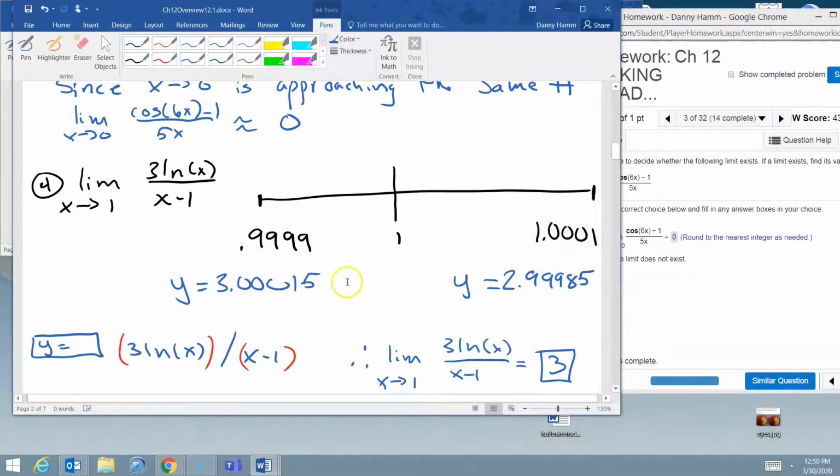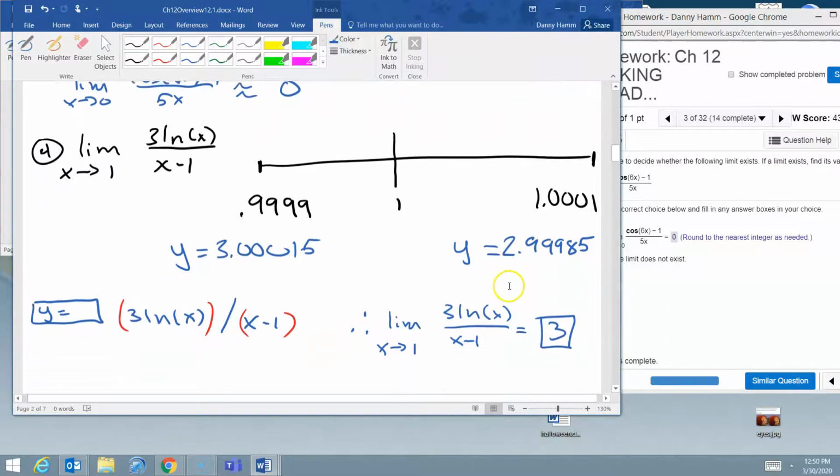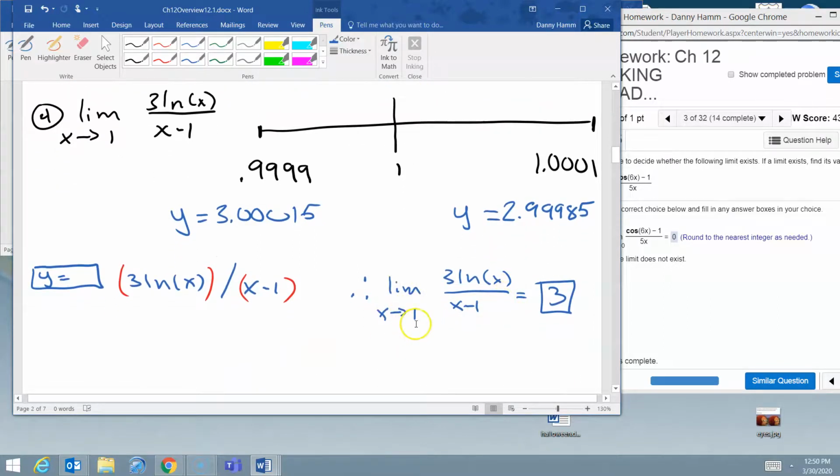1.0001. As I plug in those values, I get something very close to 3, and I get something also very close to 3. Since we have a value that they're both approaching, this does fit the definition of a limit. So as x approaches 1, I get 3.